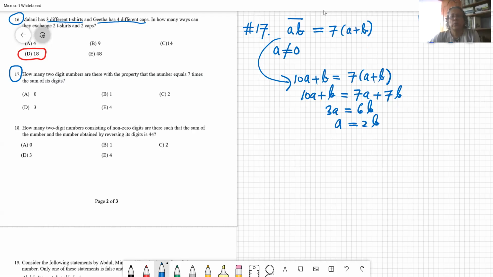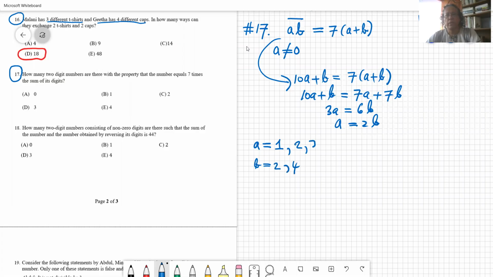Right, now we can give all the possible values for A. So A could not be 0, but A can be 1, then B is equal to 2. It can be 2 and then B is equal to 4.